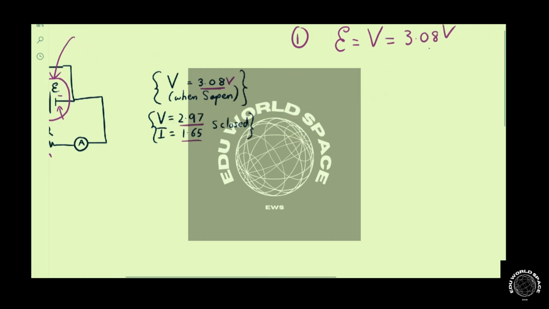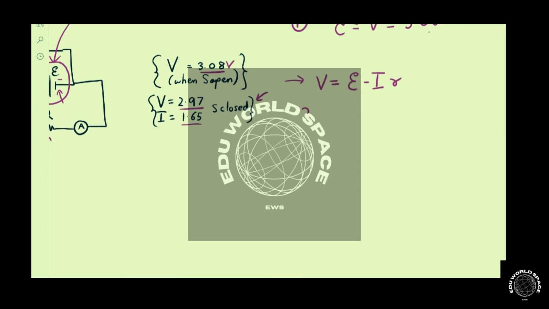Again, we will use the battery equation or the terminal equation, V equals EMF minus I times r. Here we will substitute the new values of the ammeter and the voltmeter. Why new? Because this is the case when the switch is closed. So we get 2.97 equals EMF, which we already measured, minus the current, which is 1.65, times r.